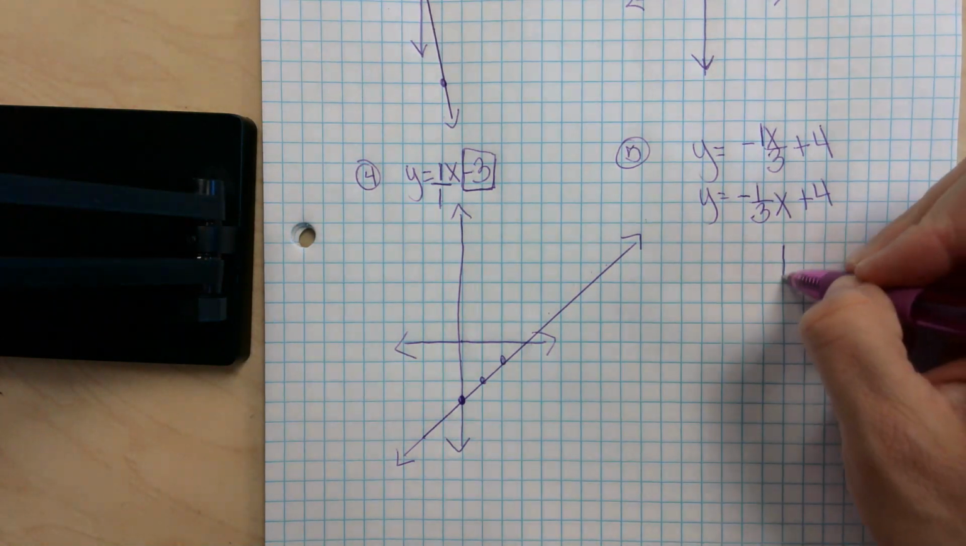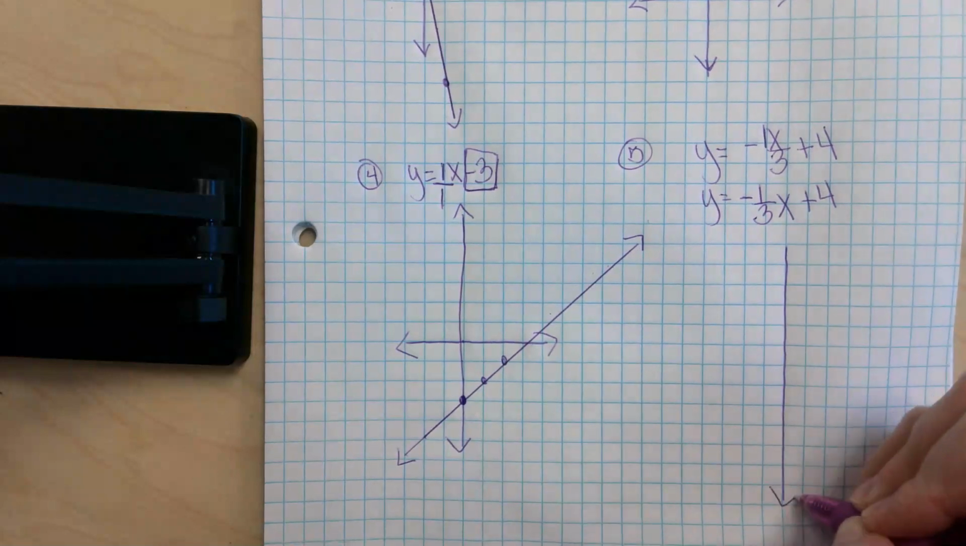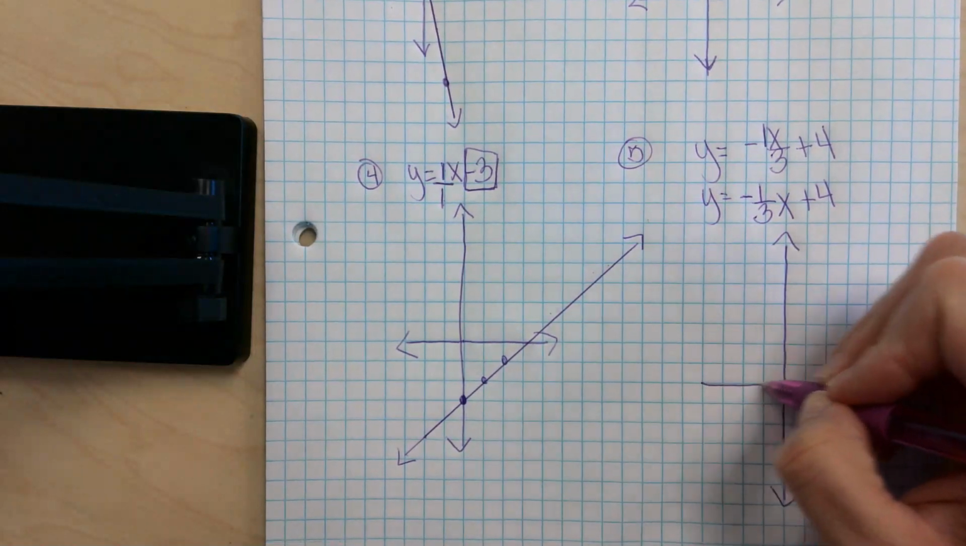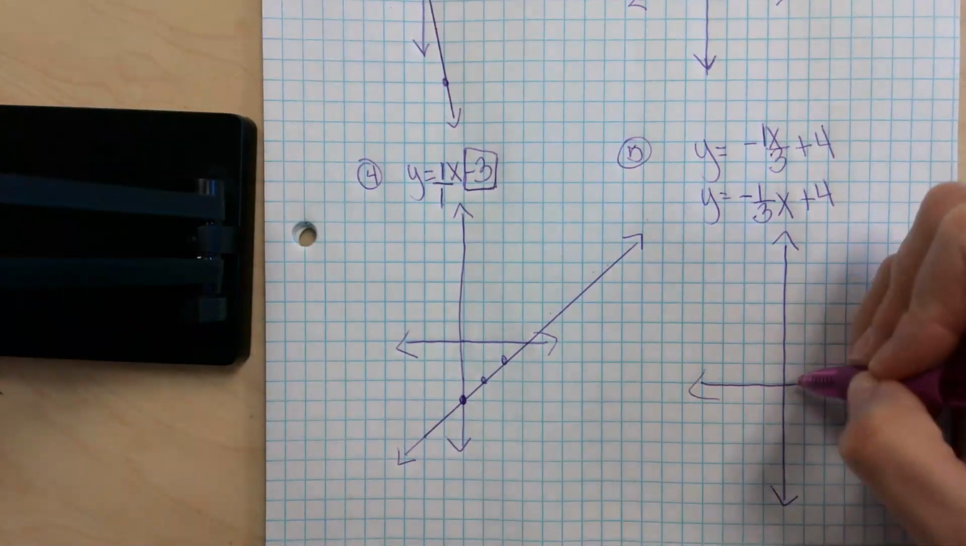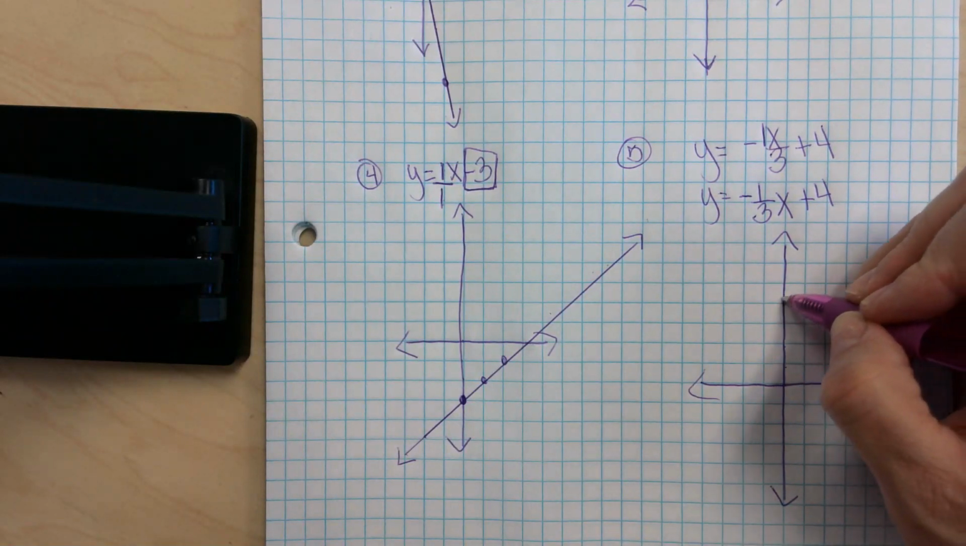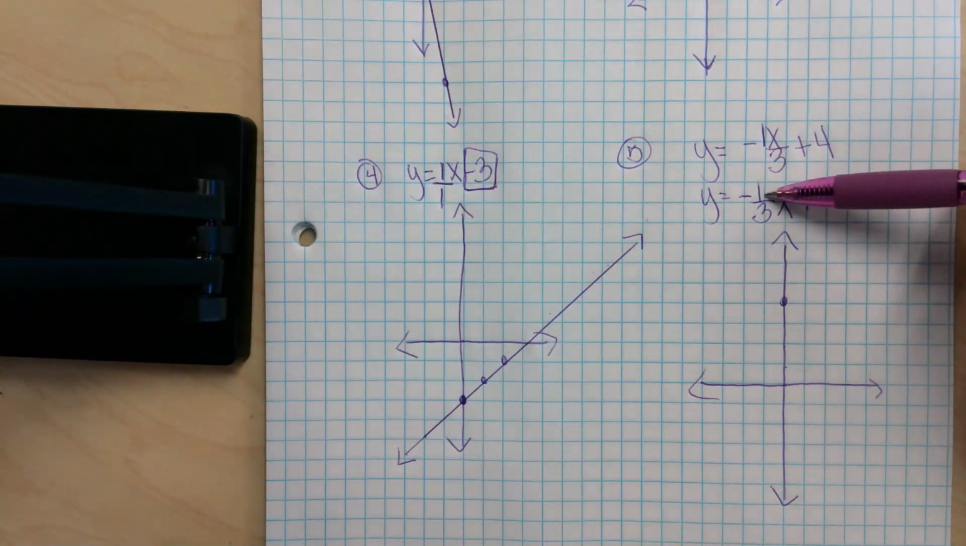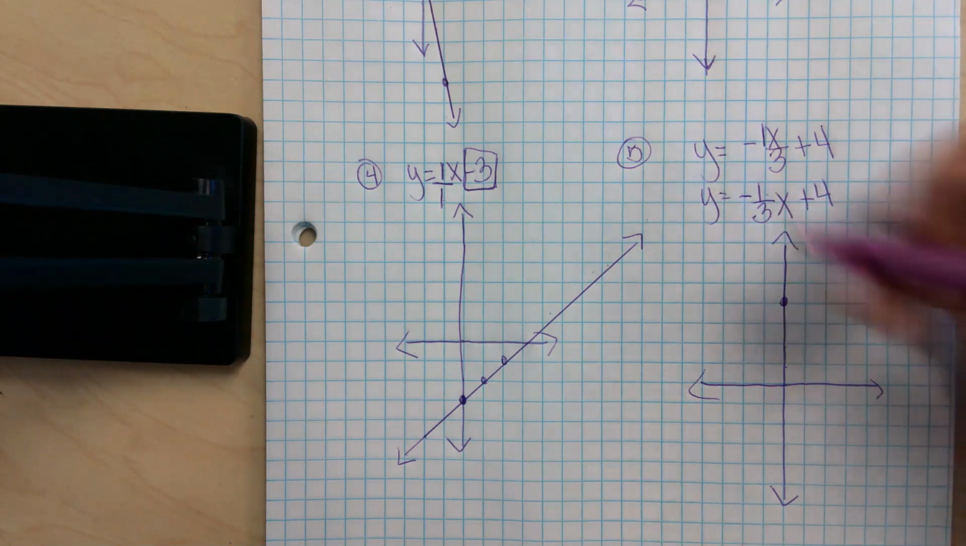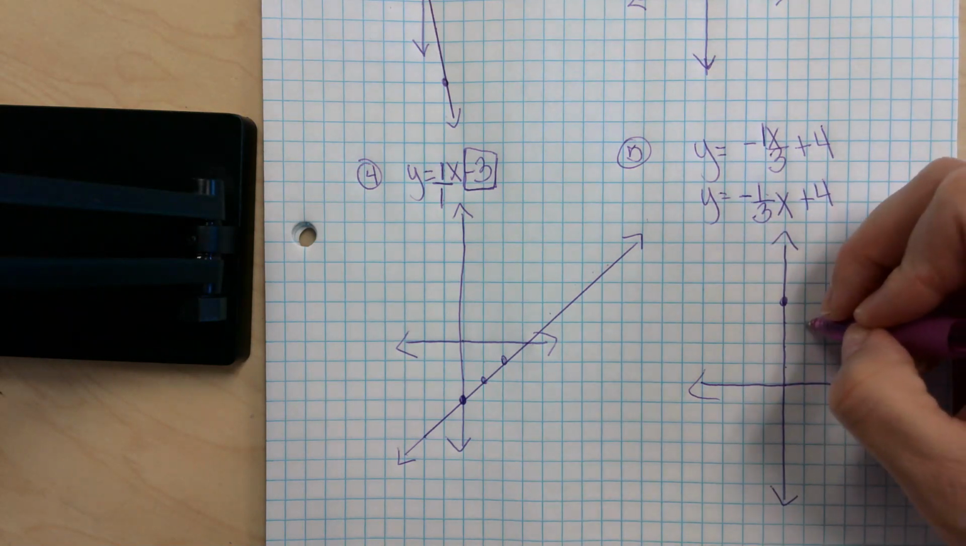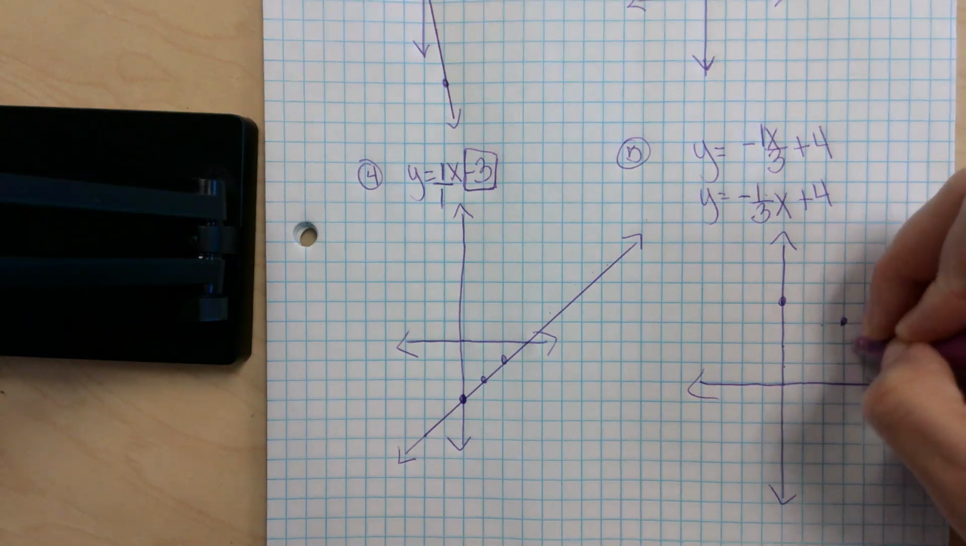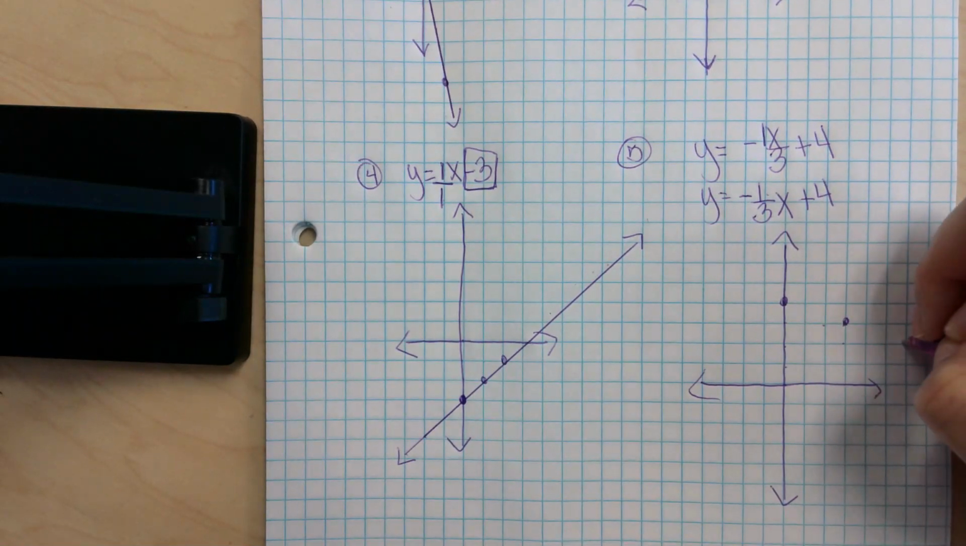So where's this one going to start? Where's my y-intercept? Positive 4. 1, 2, 3, 4. And this time I'm going down 1 over 3. So down 1 over 1, 2, 3. Down 1 over 1, 2, 3.